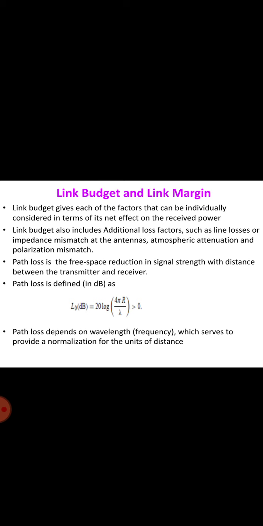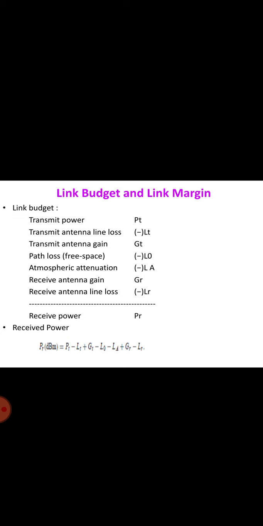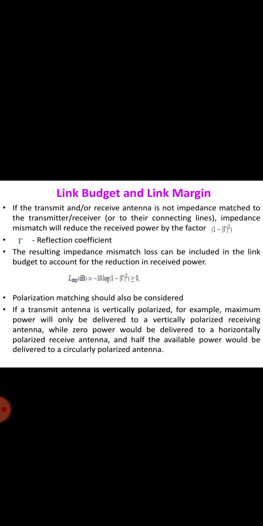For example, with the above definition of path loss, we can write the remaining terms as transmit power as PT, transmit antenna loss as minus LT, transmit antenna gain as GT, path loss as minus L0, atmospheric attenuation as minus LA, receive antenna gain as GR, receive antenna line loss as minus LR, and the last received power as PR. So PR is equal to PT minus LT plus GT minus L0 minus LA plus GR minus LR. So we have also included loss terms from atmosphere and line losses in this equation.